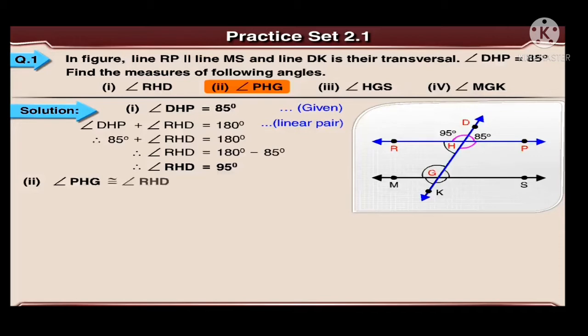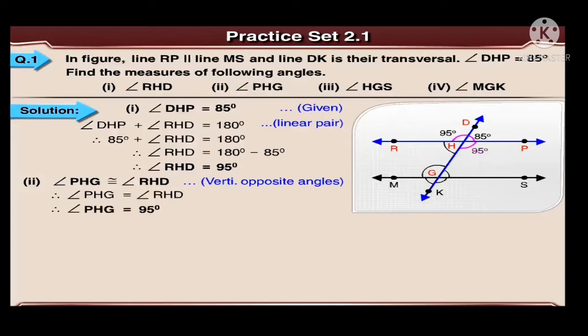Now we want to find out angle PHG. Already we know angle PHG is congruent to angle RHD since they are vertically opposite angles. Therefore, angle PHG is equal to angle RHD. Therefore, angle PHG is equal to 95 degrees.